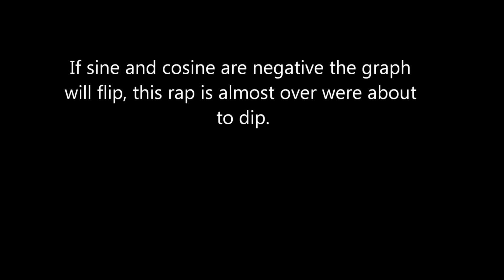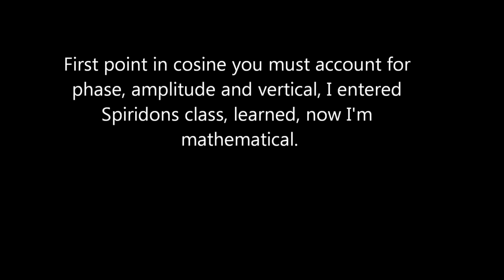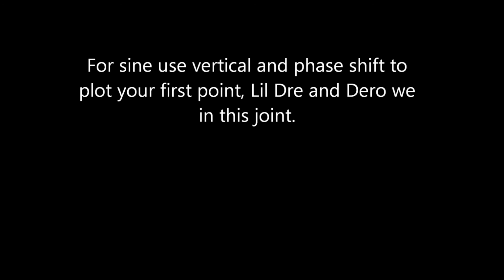Yo, we're not done yet. Back to back. If sine or cosine are negative, the graph will flip. This rap is almost over, we're about to dip. First point in cosine, you must account for phase, amplitude, and vertical. For sine, use vertical and phase shift to plot your first point.